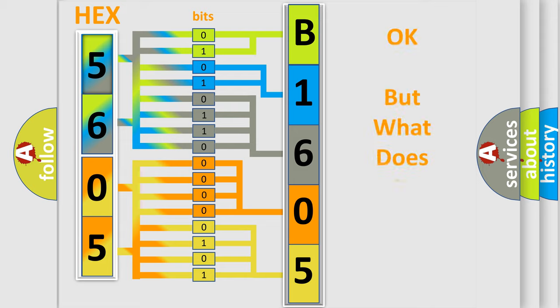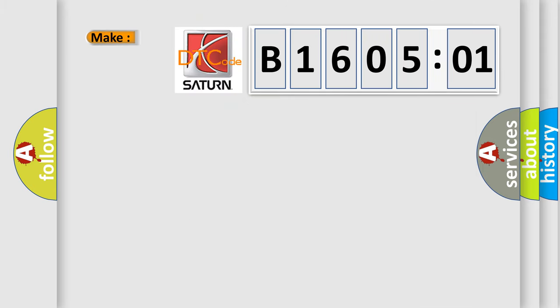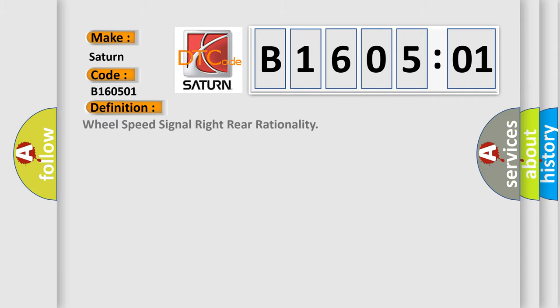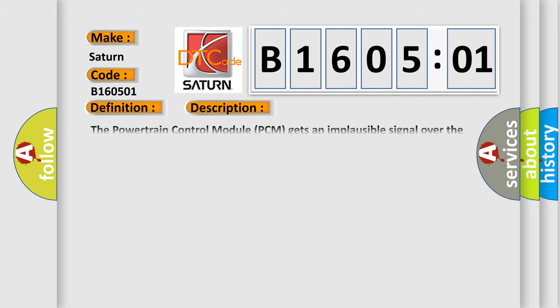The number itself does not make sense to us if we cannot assign information to what it actually expresses. So, what does the Diagnostic Trouble Code B1605-01 specifically mean for Saturn vehicles? The basic definition is wheel speed signal right rear rationality. And now this is a short description of this DTC code.